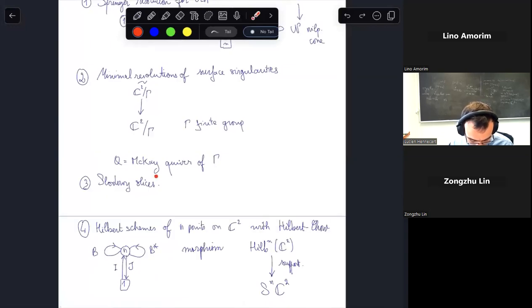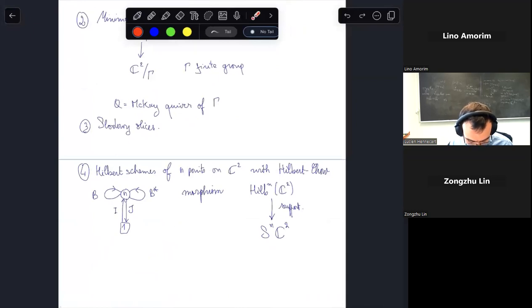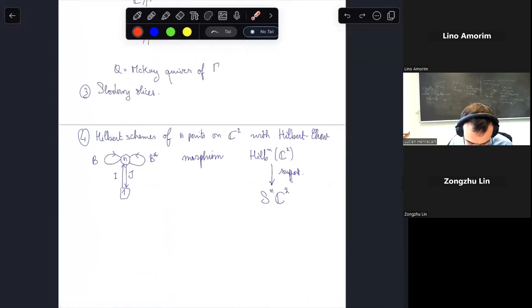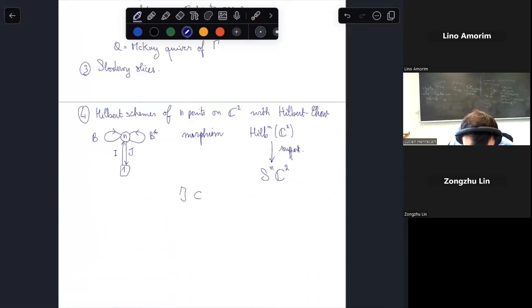You can also recover Slodowy slices. I won't give details. And as I mentioned at the beginning, Hilbert schemes of points on C^2 with the Hilbert-Chow morphism. The Hilbert scheme of points on C^2 parameterizes codimension n ideals I inside the coordinate ring of regular functions on C^2. The quotient is a ring of dimension n, so it's a coherent sheaf on C^2 supported at n points, counting multiplicities. So taking the support gives you n points in C^2. This is what we call the Hilbert-Chow map.